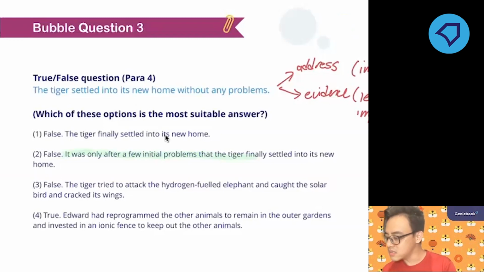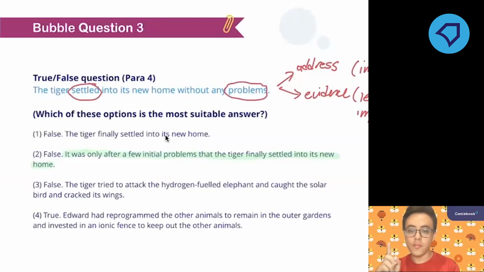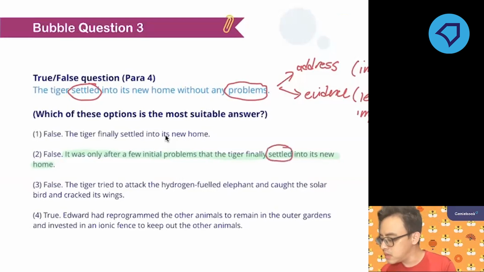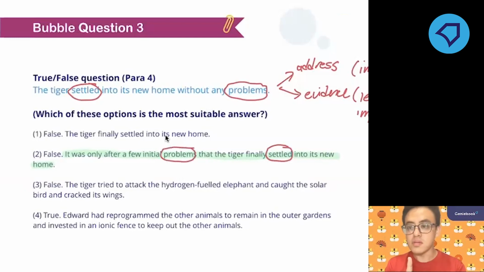This part here is addressing the statement. Now, you see the statement here. What is the keyword in the statement? The keyword is settled. The keyword is problem. So for answer number 2, there is no evidence, but there is the address. They are addressing the statement. How do I know? I see the word settled. I see the word problems. So the first thing you need to do in order to get your marks is to address this statement, and number 2 addresses it very nicely.